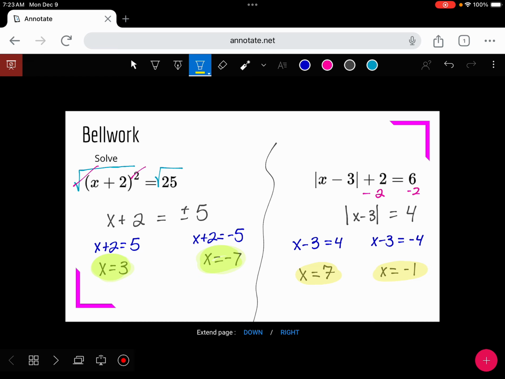Okay, so we have a little bit left to do in Unit 6. Questions on this spell work? Okie dokie.